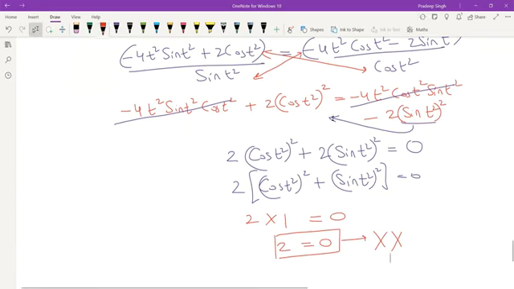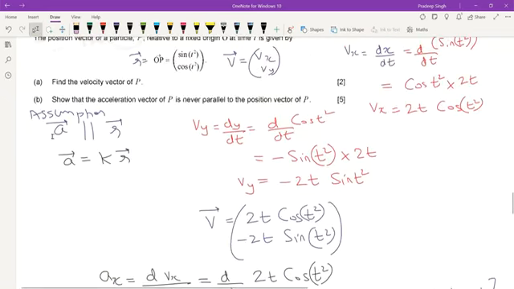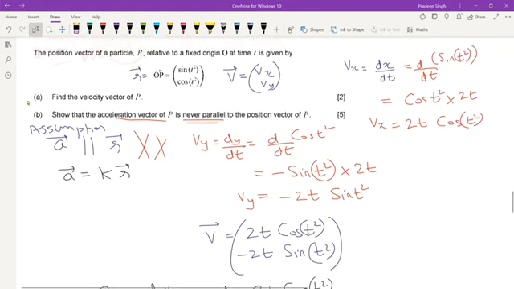It's illogical. Hence, the assumption which we had made in the first place, that acceleration is parallel to r vector, is clearly wrong. Hence, we can say that acceleration is never parallel to the position vector. And that's how we solve part B.